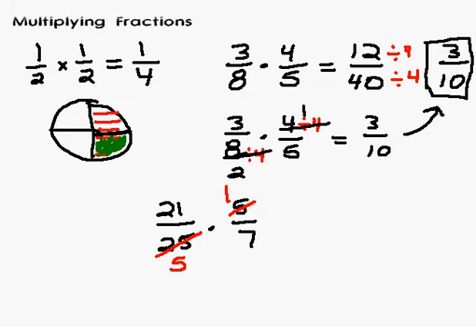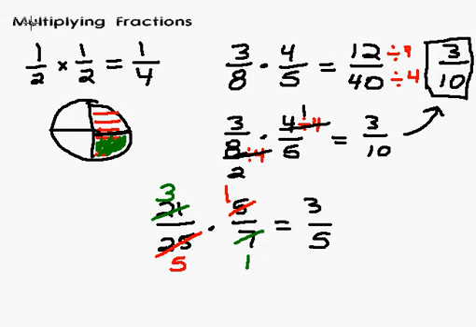I'm going to use a different color to cancel the 7 and the 21 just to show you. So 7 goes into 7 once, 7 goes into 21 3 times. So now I multiply straight across. 3 times 1 is 3, 5 times 1 is 5, and I get my answer 3/5, which was much easier than multiplying out those big huge numbers and then trying to reduce from there.